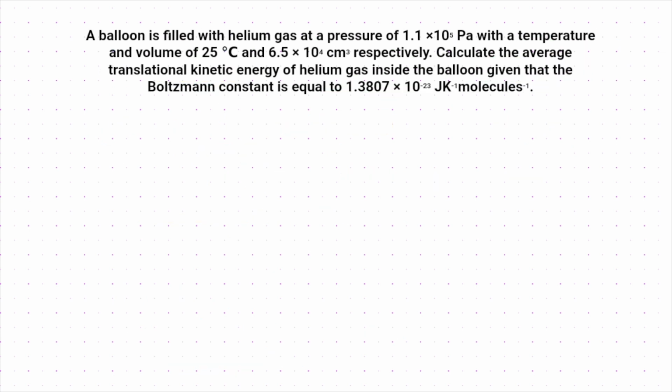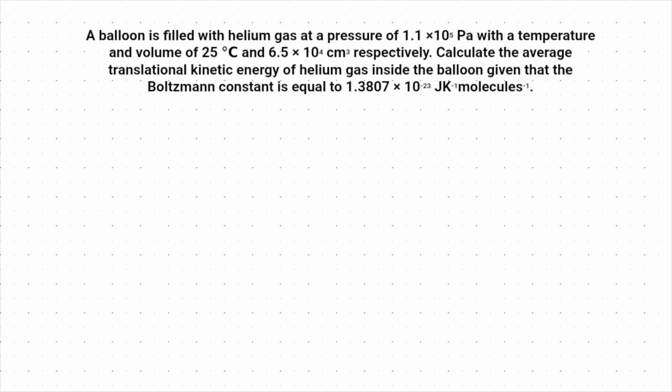Question number 3. A balloon is filled with helium gas at pressure of 1.1 times 10 to the power of 5 Pascal with a temperature and volume of 25 degrees Celsius and 6.5 times 10 to the power of 4 centimeter cube respectively. Calculate the average translational kinetic energy of helium gas inside the balloon given that the Boltzmann constant is equivalent to 1.3807 times 10 to the power of negative 23 joule per Kelvin per molecule.